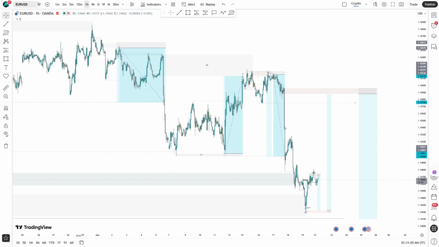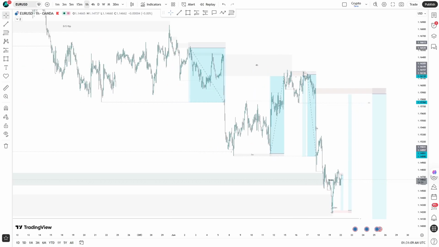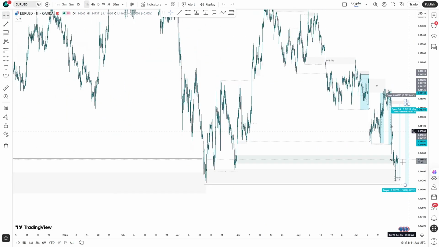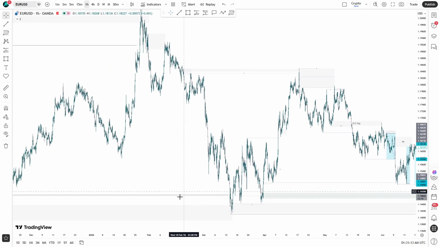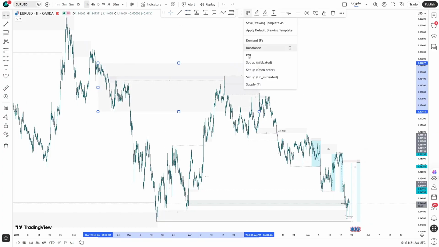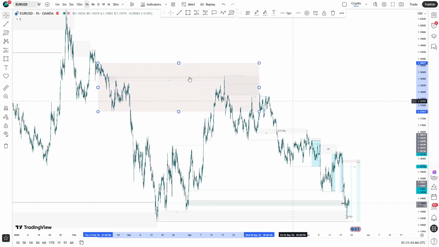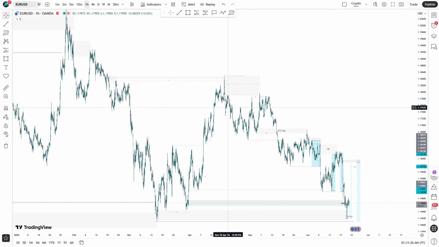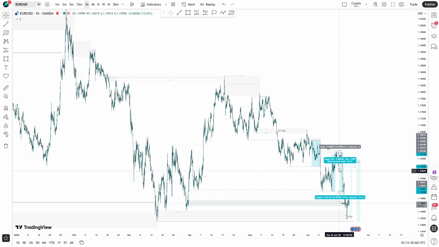So on the high time frame, we've already had a change of character. As you can see on the chart here, this is where we change character and the market has mitigated the supply with this region. So we've had a change of character here too that led to this downtrend.